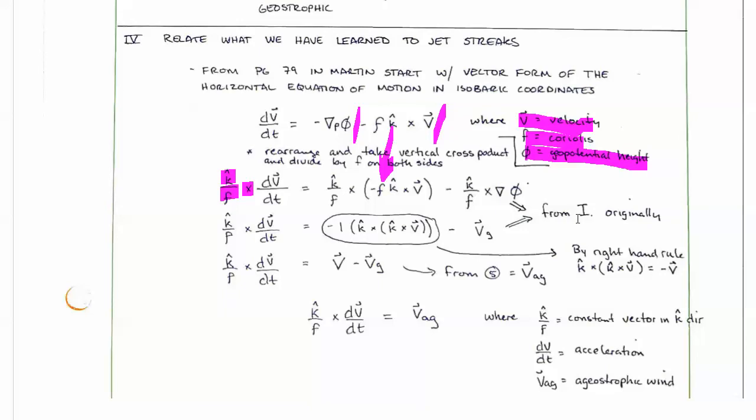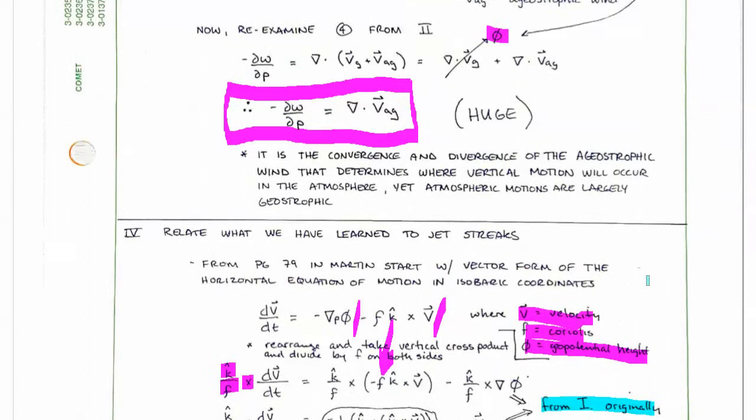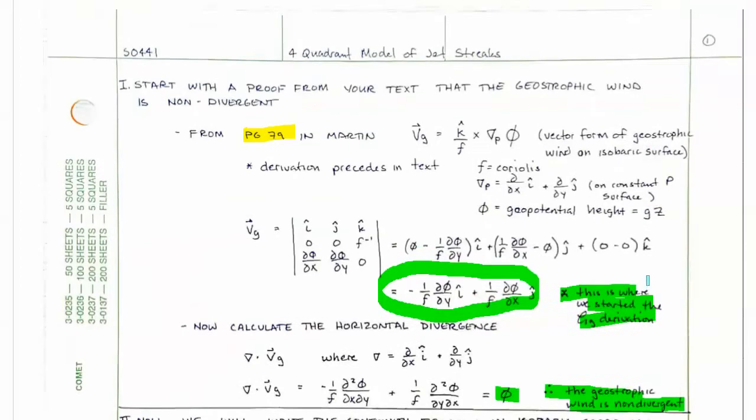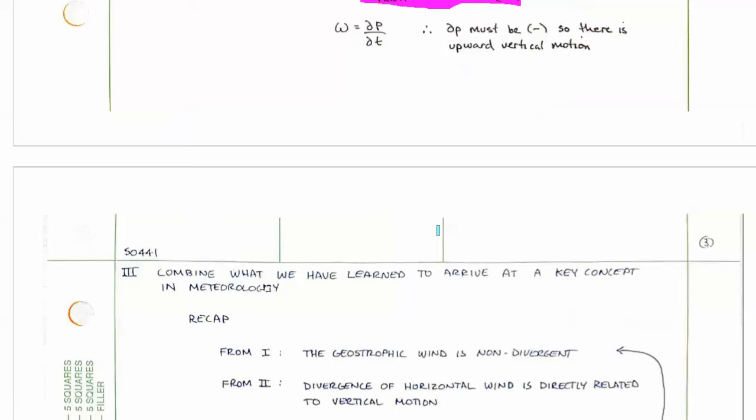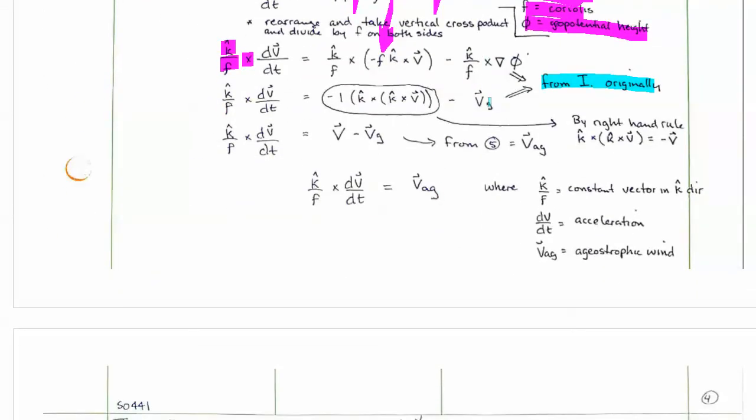And what do you end up with? Well, from 1, the original equation we started with, and I lost my highlighter. From section 1 originally, what do we have? And don't look because I'm going to scroll up, and it's hopefully not going to make you dizzy. This is the original equation we started with, right here. So scrolling back down, we know that that is the geostrophic wind.